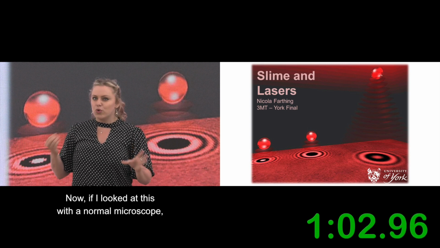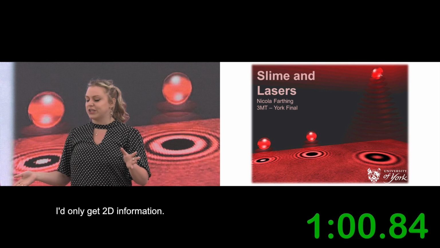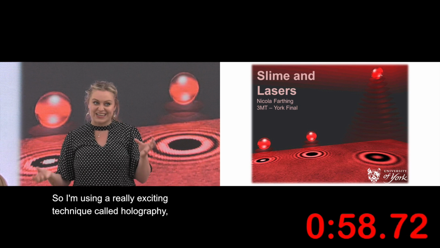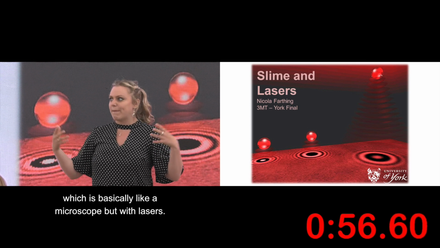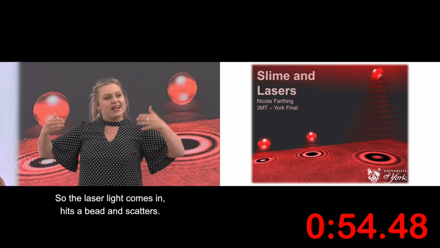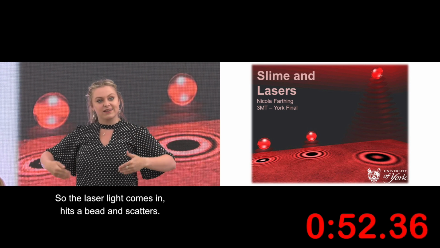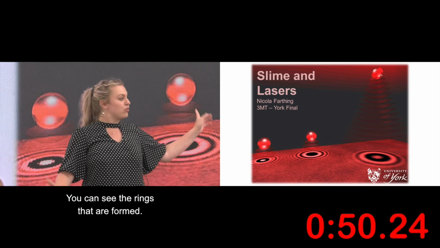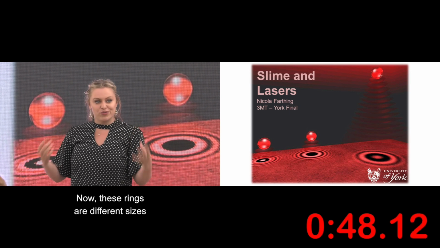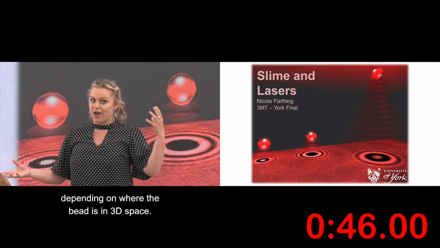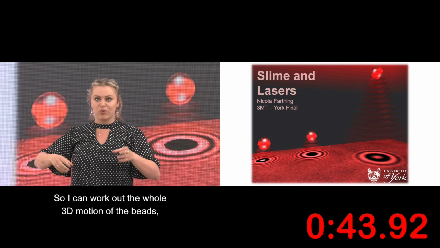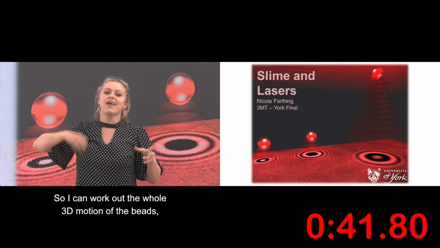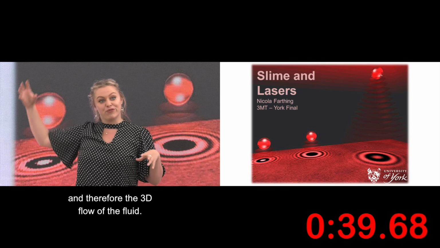Now, if I looked at this with a normal microscope, I'd only get 2D information. So I'm using a really exciting technique called holography, which is basically like a microscope but with lasers. So the laser light comes in, hits a bead and scatters. And that's what you can see behind me. You can see the rings that are formed. Now, these rings are different sizes depending on where the bead is in 3D space. So I can work out the whole 3D motion of the bead and therefore the 3D flow of the fluid.